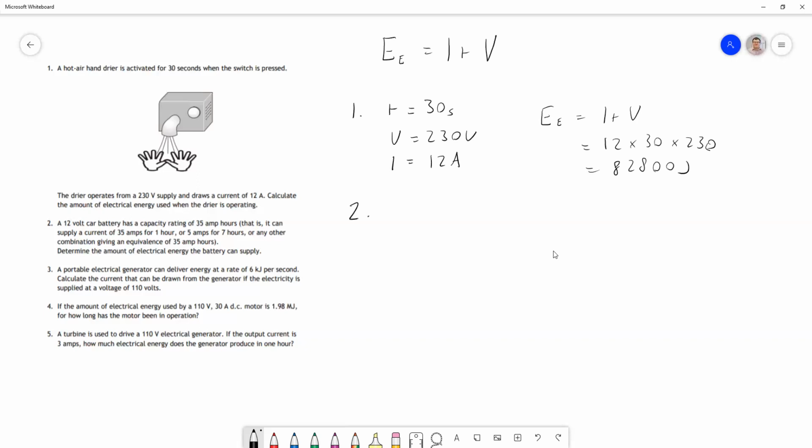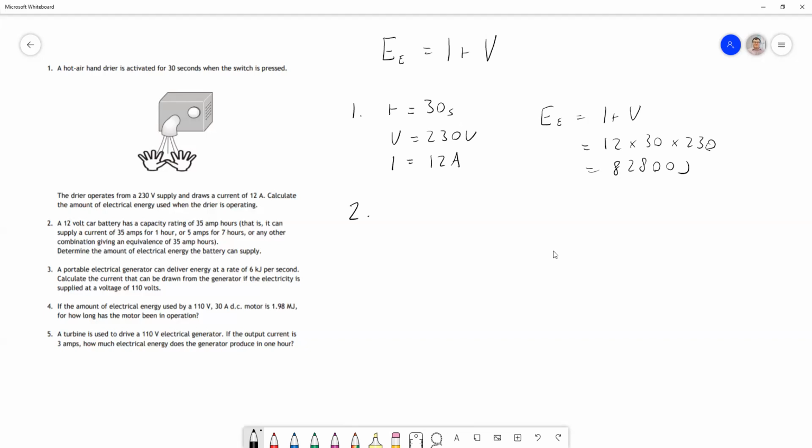Question 2, slightly funnier wording here. A 12-volt car battery has a rating of 35 amp hours. That is, it can supply 35 amps for 1 hour or 5 amps for 7 hours. So that's the same amount of charge supplied, just depending how long it's going to run for.